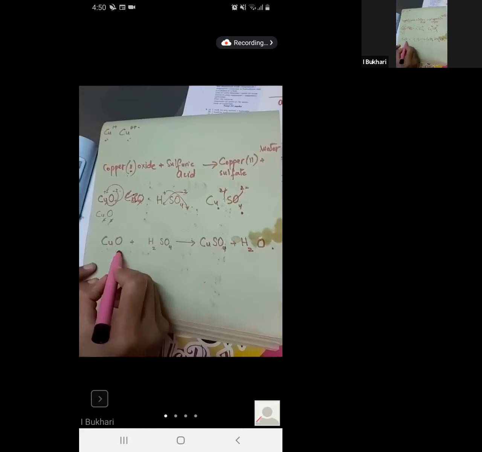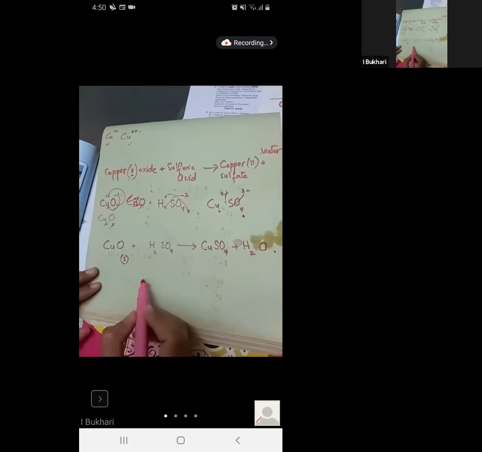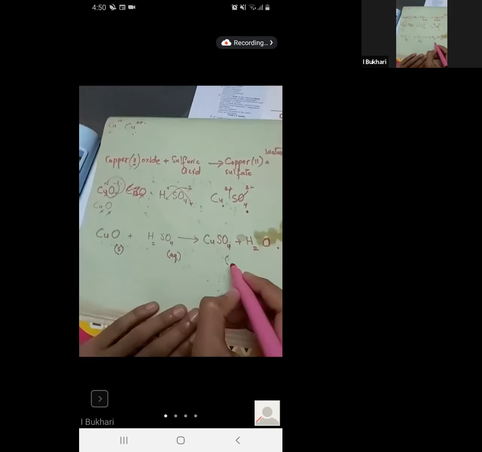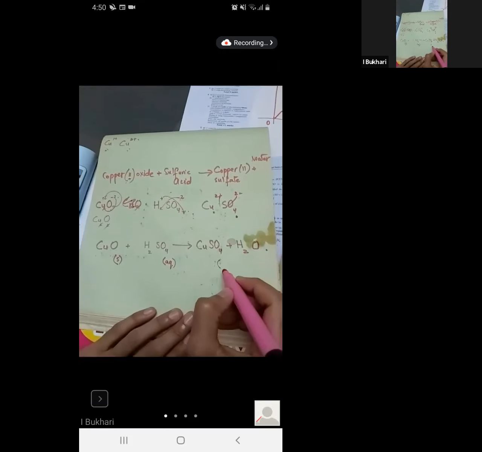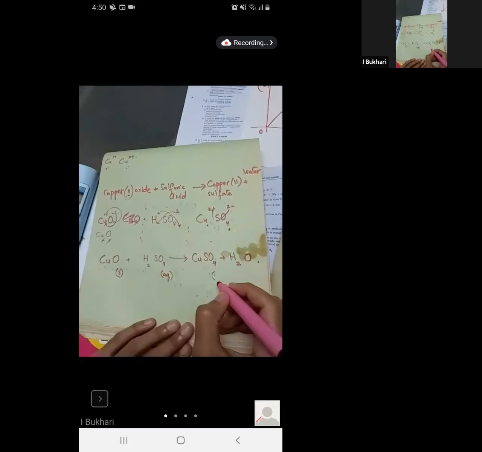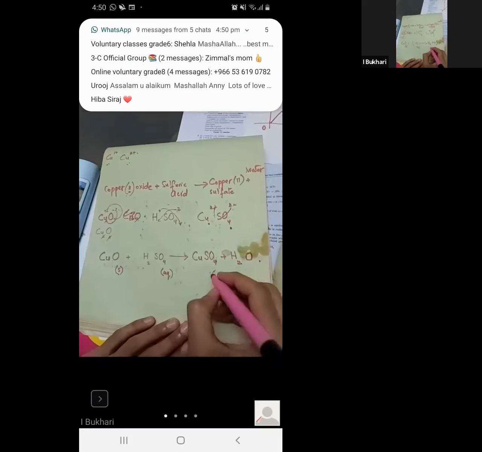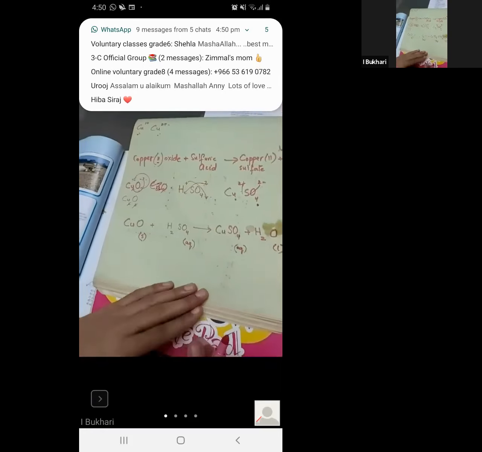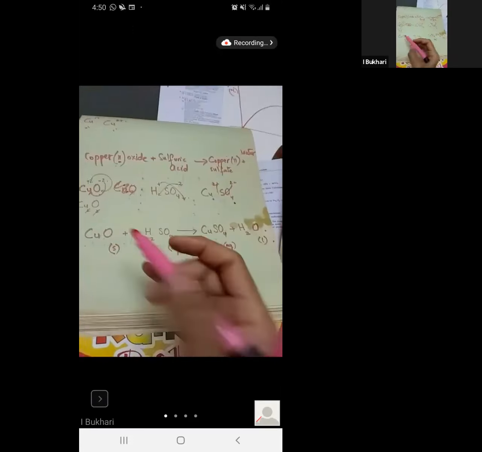Now, copper oxide is insoluble, so solid state. Sulfuric acid is aqueous. Copper sulfate is soluble. Is it soluble? No, it's not soluble. No, it is. All the sulfates are soluble except for barium and calcium. Yes, it is soluble. And then water is liquid. So state symbols are also very important. Your word equation and your chemical equation should have state symbols.